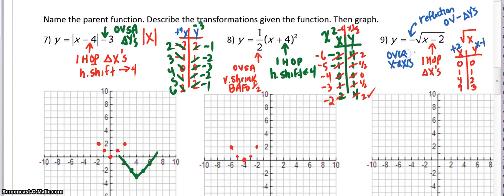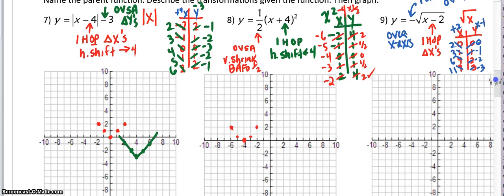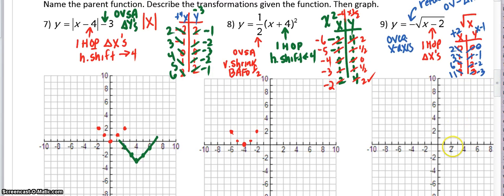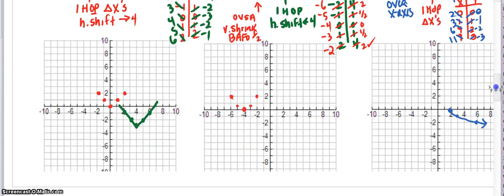So what I need to do on this is plot my points now after I change them. So add 2, add 2, add 2, add 2, multiply by -1, multiply by -1, multiply by -1, multiply by -1. So we are going to plot those now. We're at 2, 0, we're at 3, -1, we're at 6, -2, and the other point falls off the graph. All right, moving right along here.